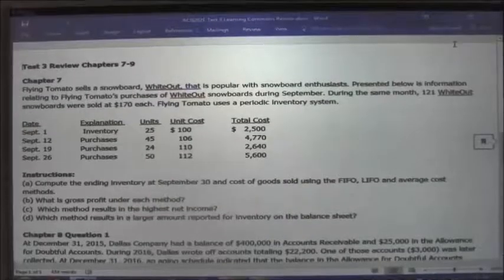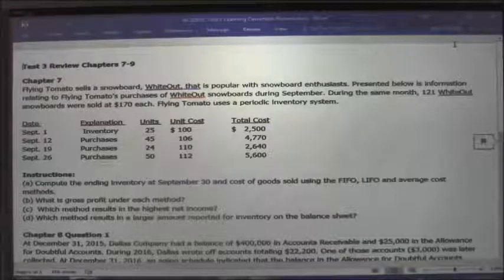Start with the information that we have on the board: the date, the explanation, the units, the cost, and the total cost. You don't need to write this down again.